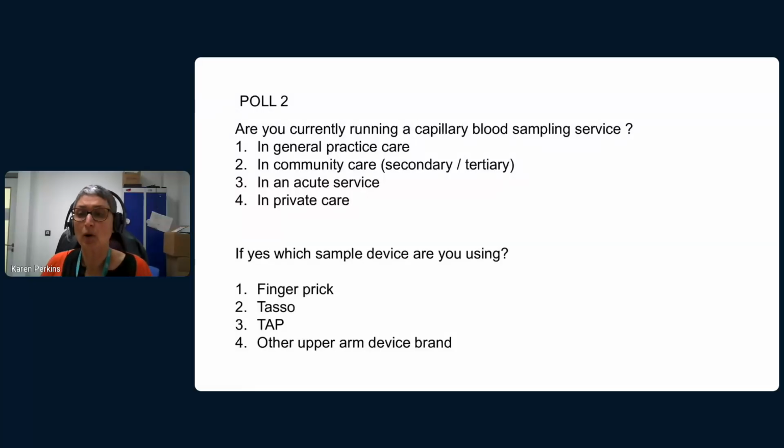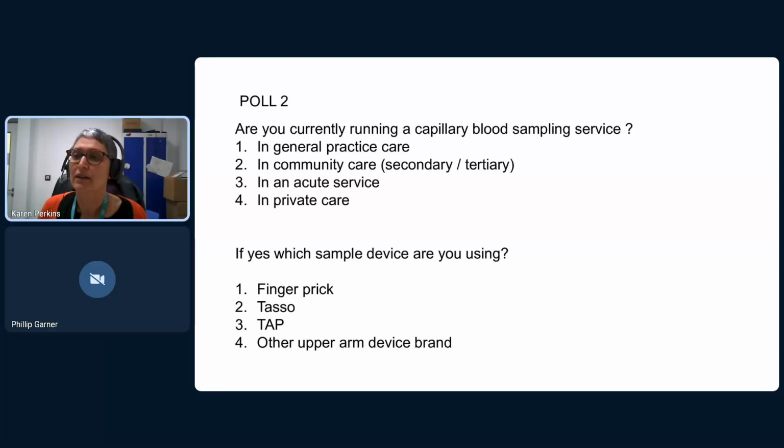Oh, so we've got another poll here. So if anybody's out there, I don't think we've got so many clinical scientists on the call just now, but if you're running a capillary blood sampling service, where are you doing it? And what kind of device are you using at the moment? So we'll run that poll, please, Phil, if we can. Yep, they're both live.